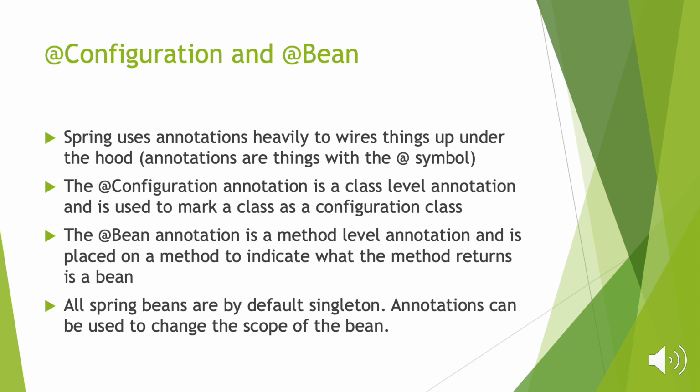All Spring beans are by default singletons, meaning there's only one instance ever created in the life cycle of your application, and no more. Annotations can be used to change the scope of the bean from singleton to other types, but we won't get into that in this talk. So, to recap, a configuration file which is marked with an @Configuration annotation indicates to Spring where to go to find all the bean definitions. Bean definitions are what Spring uses to create the objects.